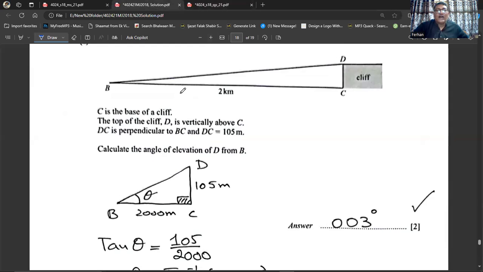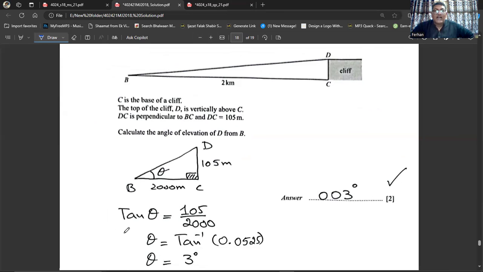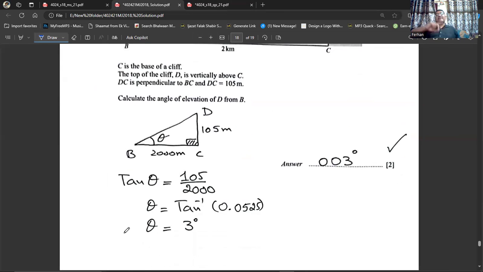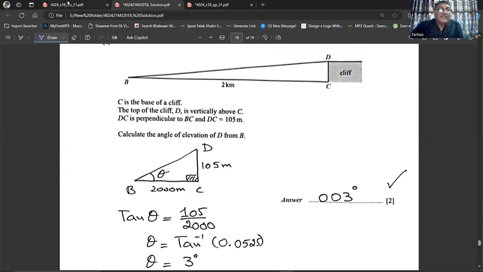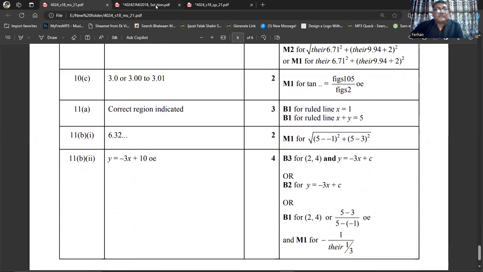So what I will do is make their units the same. So 2 kilometers means 2000 meters. You can see this diagram. This is 2000 meters. This is 105. This is the angle of elevation of D from B. I will apply tan theta. Tan theta will be equal to 105 divided by 2000. So theta will be equal to tan inverse of 0.0525, and that will be 3 degrees. So the angle of elevation of D from B is 3 degrees, and 3 degrees is the right answer, sir.